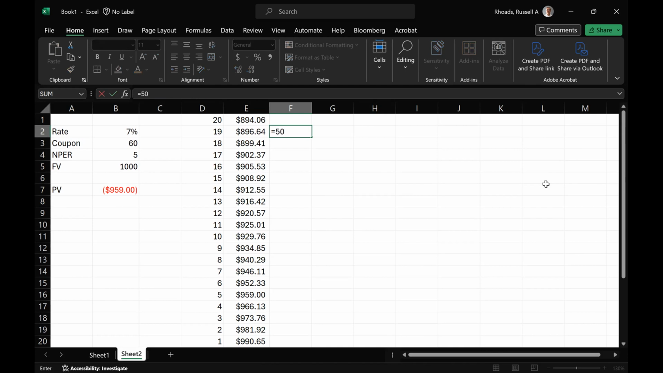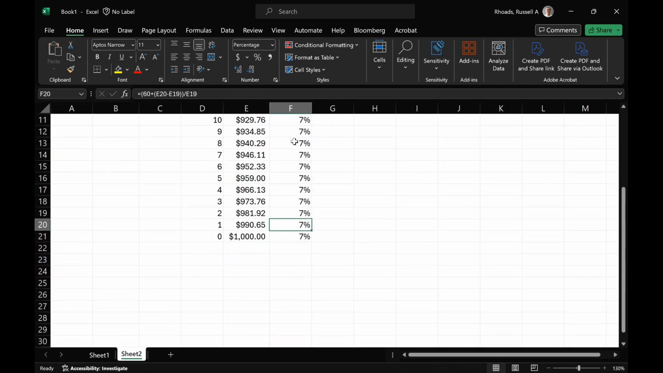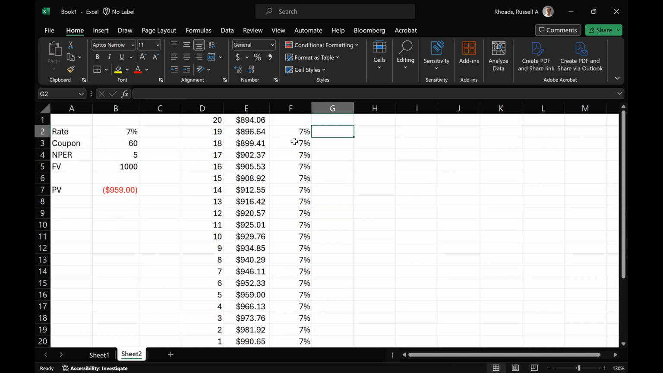So if I do 60 plus this price minus this price each year, divided by the price that I would have paid the year before, I get 7%. And if the yield to maturity, the market rate, doesn't change, if all that happens is time passes, every year I make 7%. And again, 6% is from coupon, 1% from price change.